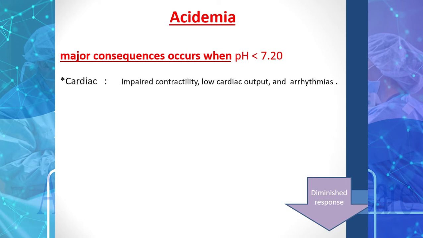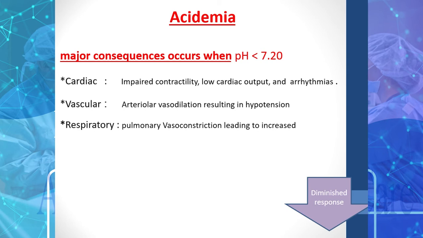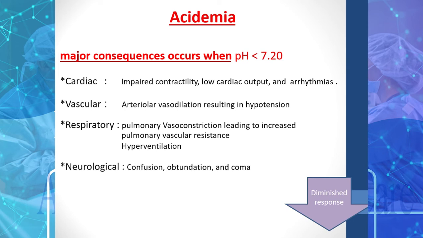What are these effects on the heart? There will be impaired contractility, reduction in the cardiac output, and arrhythmias. On the vascular system, there will be arteriolar vasodilatation resulting in hypotension. On the respiratory side, pulmonary vasoconstriction. So in the systemic blood vessels there will be vasodilatation, while in the pulmonary blood vessels there will be vasoconstriction, increasing the pulmonary vascular resistance, and there will be hyperventilation also. Why are we doing hyperventilation? To decrease the carbon dioxide, so decreasing the acid, reversing the acidity.